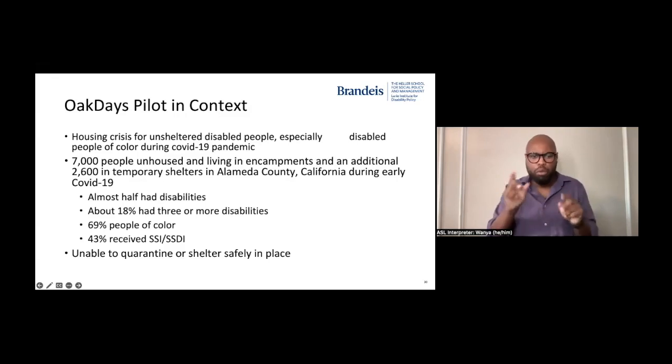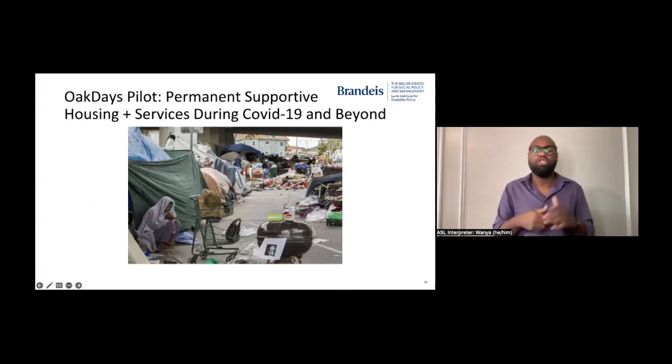Next slide, please. So just to illustrate the point, obviously, I think any of you have been following the experiences of people who are unsheltered. This is not an uncommon sight, but this is a photograph of an encampment in Oakland, California. And these encampments are widespread across most urban areas in California. We see tents, shopping carts, and personal belongings strewn along the roadway.